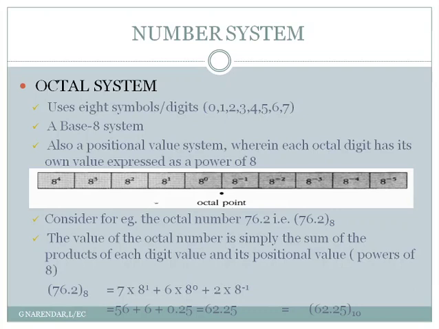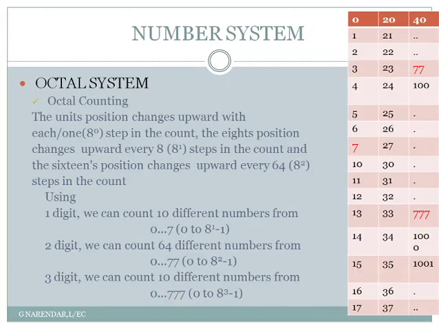And to find the value of an octal number, you simply take the product of each digit value and its corresponding positional value, which is a power of 8. After taking the products, sum all the products to obtain the value of a given octal number, which is also the decimal equivalent of the given octal number. Next we will see in the next slide how to count the numbers in the octal system.